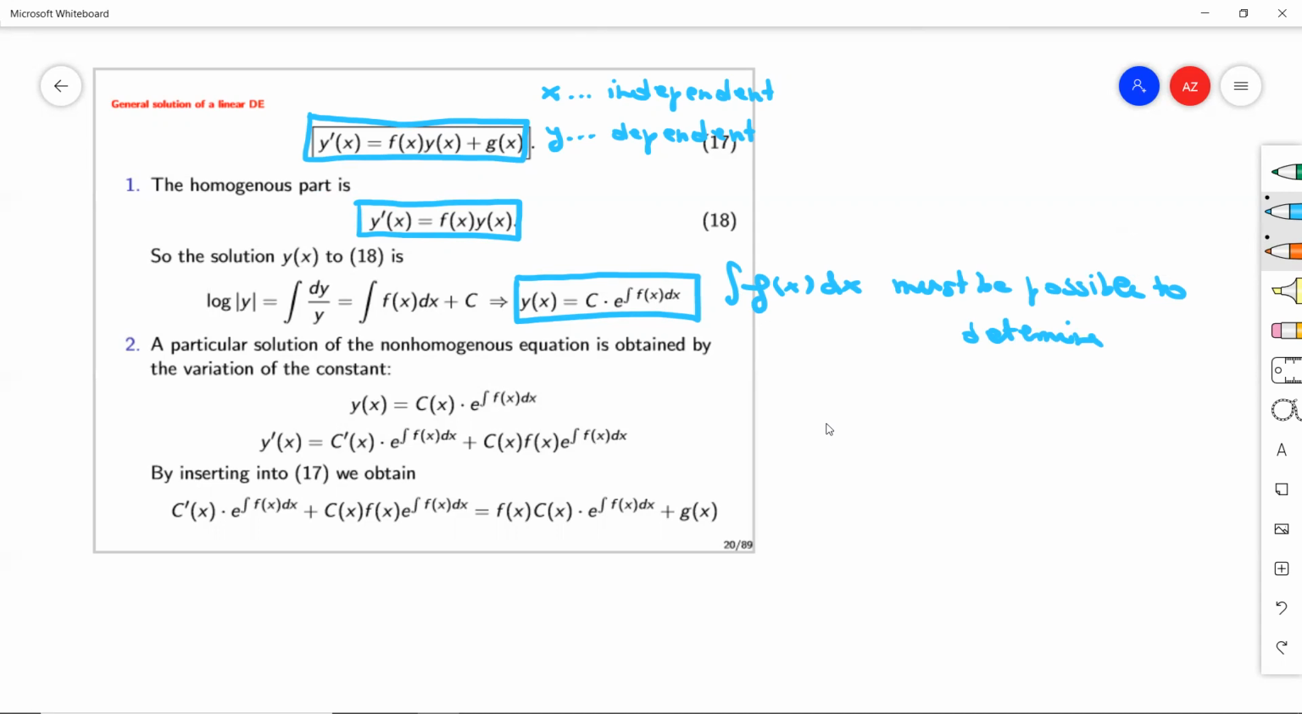And then in the variation of constant part, the c will become a function of x, and the general form of the particular solution will be this. So c of x times e to the power of integral of f of x. And now we will take the derivative of this y, again using the product rule. Recall that in the previous example we had c of t times 1 over t.